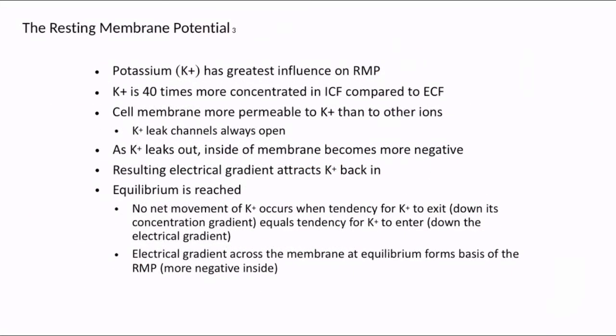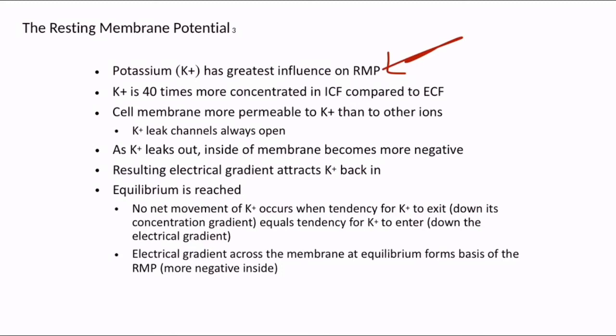The resting membrane potential, also known as the RMP, right? So potassium is going to have the greatest influence on the charge gradient across the membrane. The thing is, potassium is 40 times more concentrated on the inside of the cell than on the outside. There's just a ton of potassium on the inside of these axons. So the cell membrane is also more permeable to potassium than to other ions.